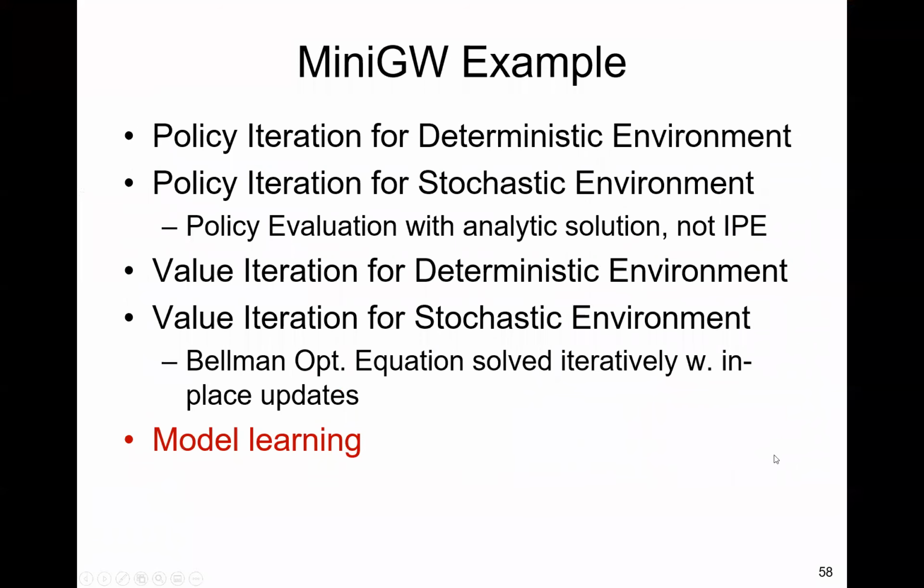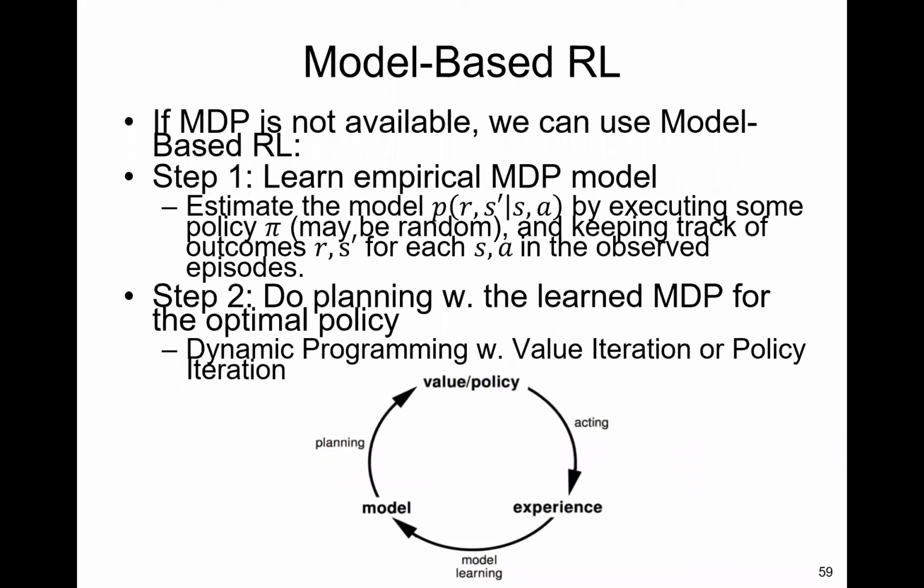So that is the MDP planning for a known MDP. But in reality, you don't have the MDP. What do you do? You can learn the MDP using model-based RL. So you learn an empirical MDP model by estimating the model P, R, S prime given S, A by executing some policy pi, maybe random, and keeping track of outcomes R, S prime for each S, A in the observed episodes.